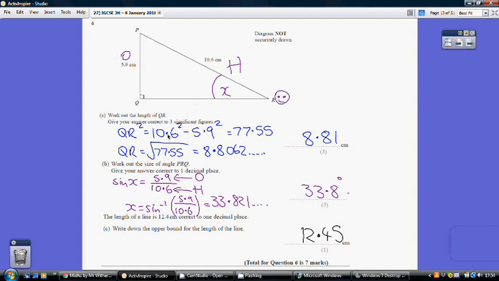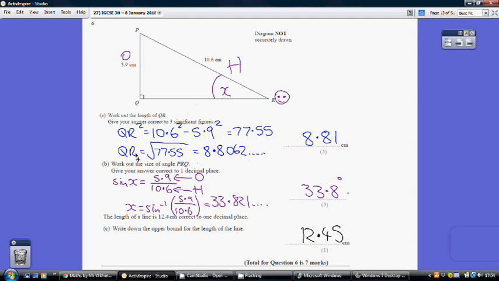So popping that into our calculator, we get 77.55. Square root this, we get 8.8062 dot dot dot. So to three significant figures, 8.8. Do we round up the 0? Yes we do, because the next digit is 5 and above. So 8.81. Remember, three significant figures means 3 digits.